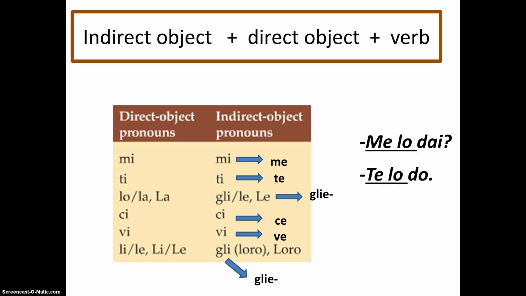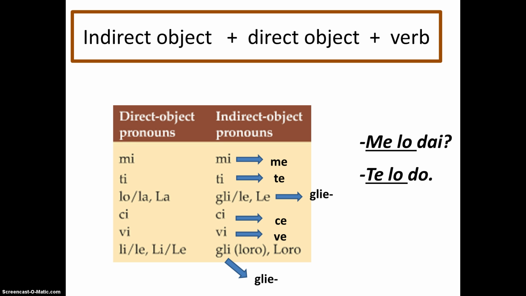Another important spelling and phonetic variation that occurs with double object pronouns is that which occurs with the indirect object pronouns gli, le, and le. Before the direct object pronouns, all three of these pronouns become glie, and the direct object pronoun attaches directly to glie. In some ways, this structure makes using the indirect object pronouns gli and le easier, as you don't have to think about which one to use. Gli, le, and le, all three convert to glie with double object pronouns.